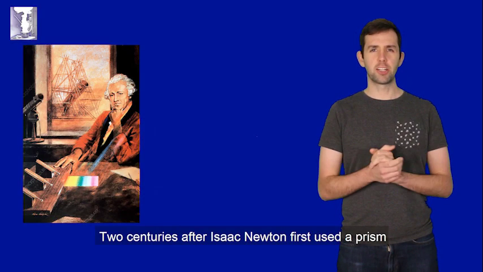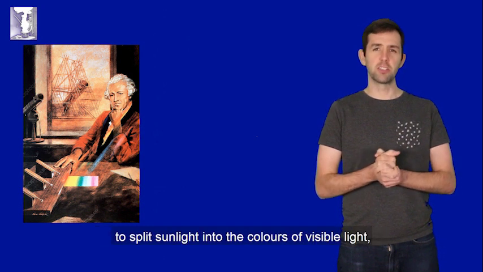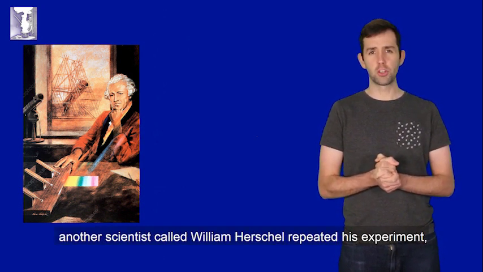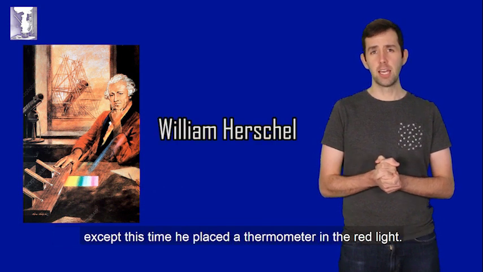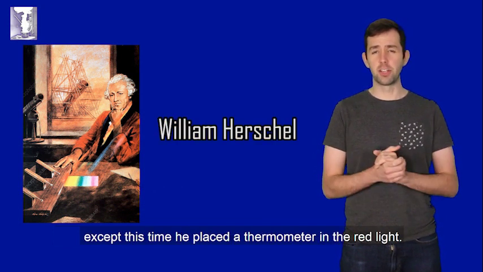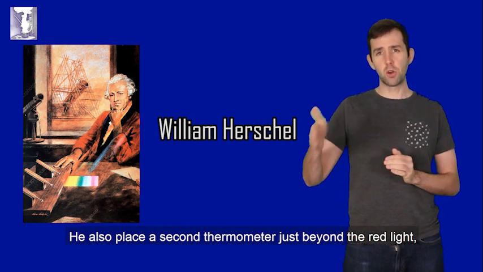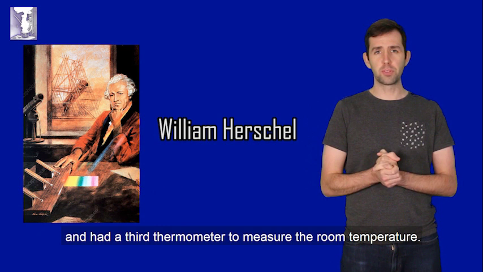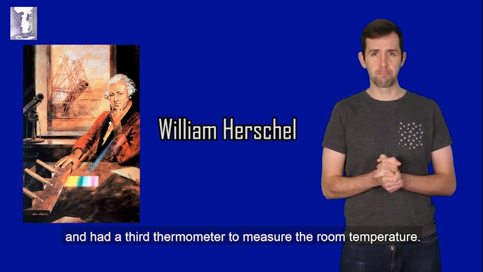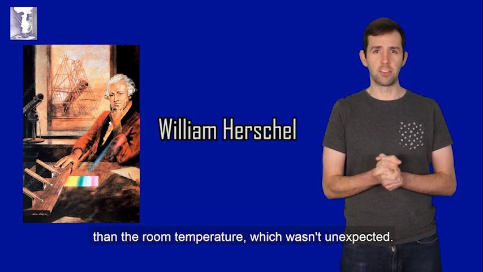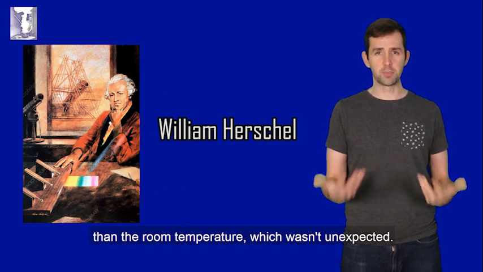Two centuries after Isaac Newton first used a prism to split sunlight into the colours of visible light, another scientist called William Herschel repeated his experiment. Except this time, he placed a thermometer in the red light. He also placed a second thermometer just beyond the red light and had a third thermometer to measure the room temperature. What he discovered was that the red light was hotter than the room temperature, which wasn't unexpected.